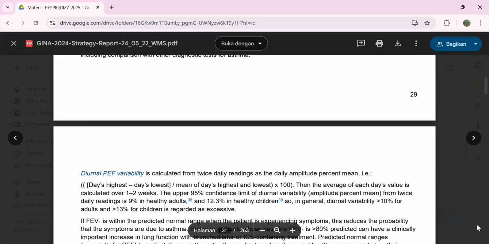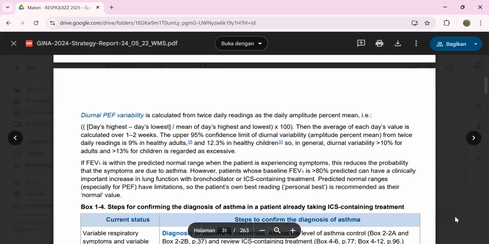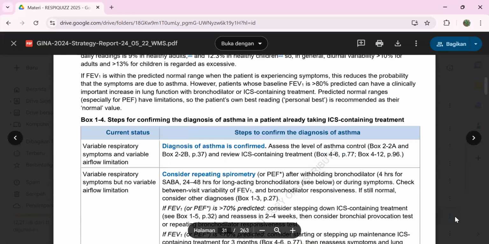If FEV1 is within the predicted normal range when the patient is experiencing symptoms, this reduces the probability that the symptoms are due to asthma. However, patients whose baseline FEV1 is more than 80% predicted can have a clinically important increase in lung function with bronchodilator or ICS-containing treatment. Predicted normal ranges, especially for PEF, have limitations, so the patient's own previous reading or personal best is recommended as their normal value. Steps for confirming the diagnosis of asthma in a patient already taking ICS-containing treatment.